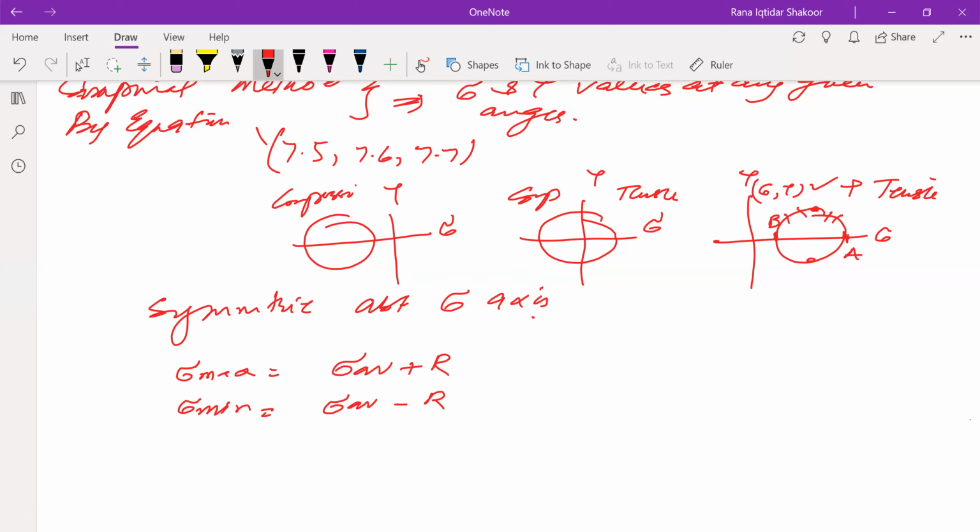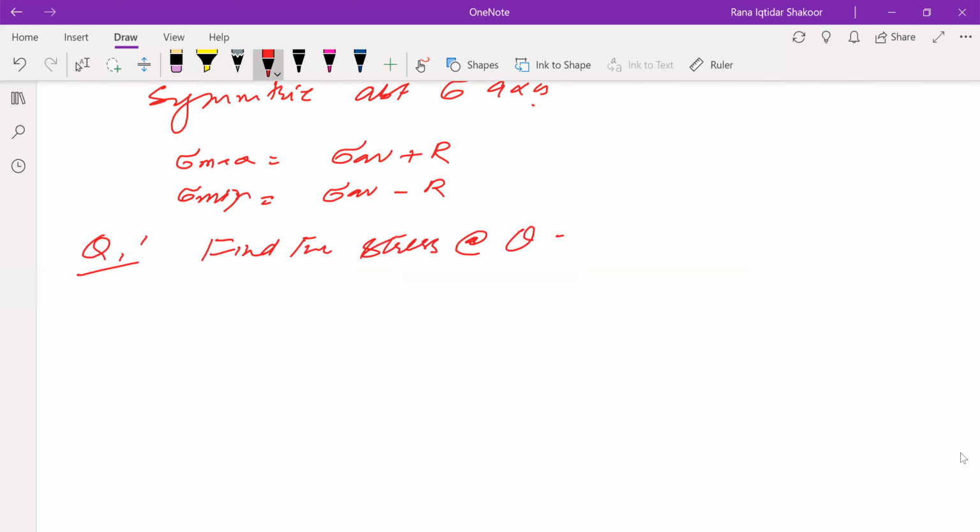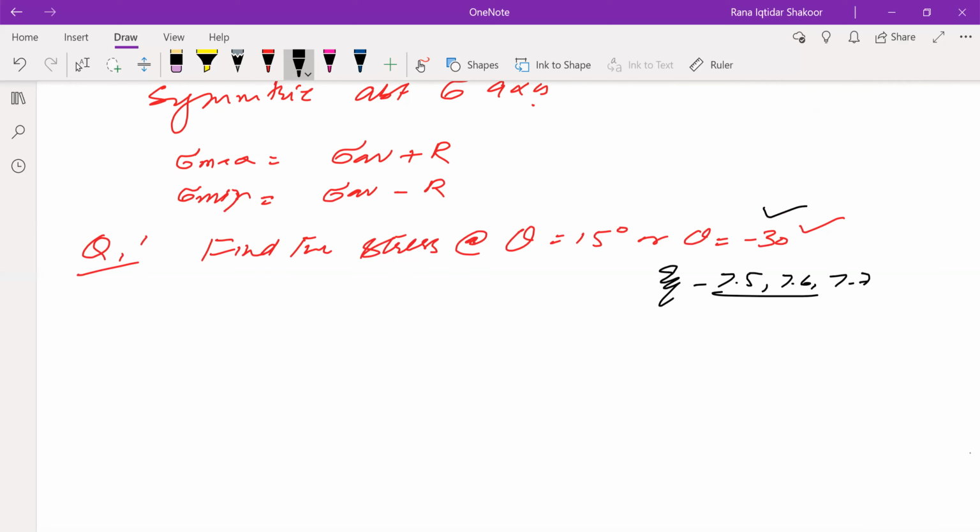In this particular case, you may be asked to solve particular questions. For example, question one may be: find the stresses at, say, theta equals 15 degrees or theta equals minus 30 degrees. In this case, you will straightforwardly go for equations 7.5, 7.6, and 7.7. You will put these values into those equations and solve.